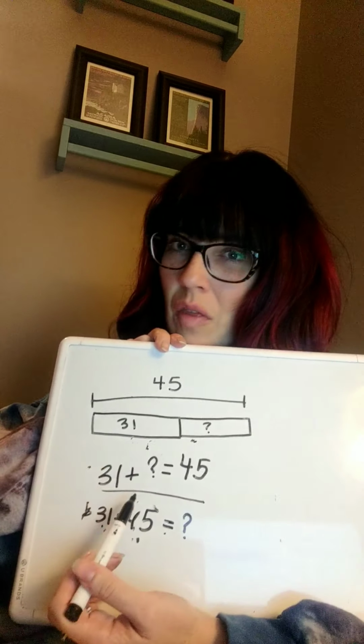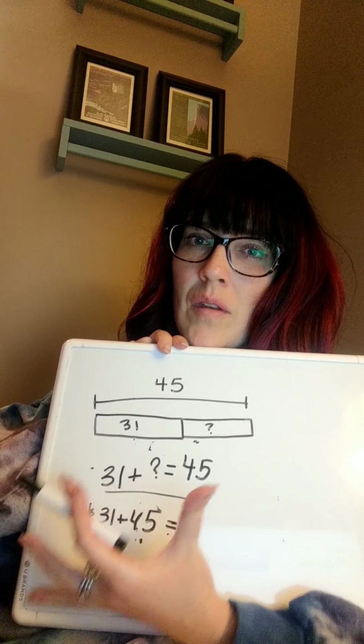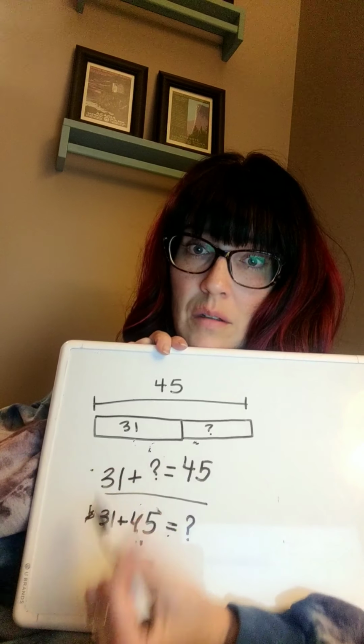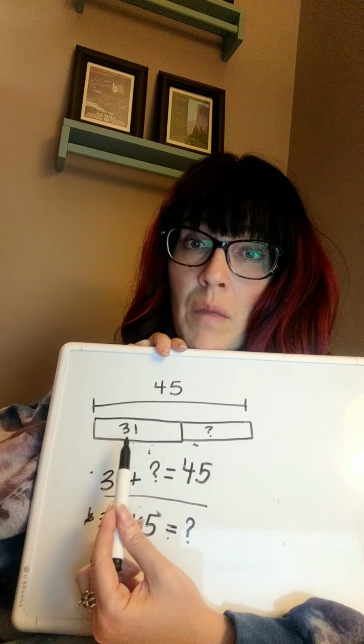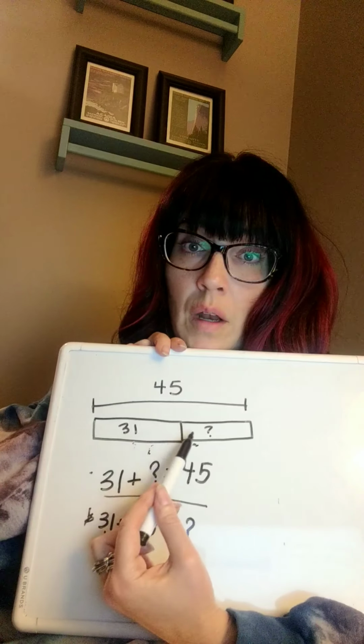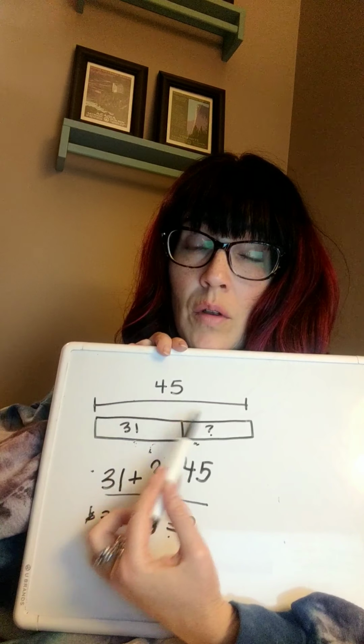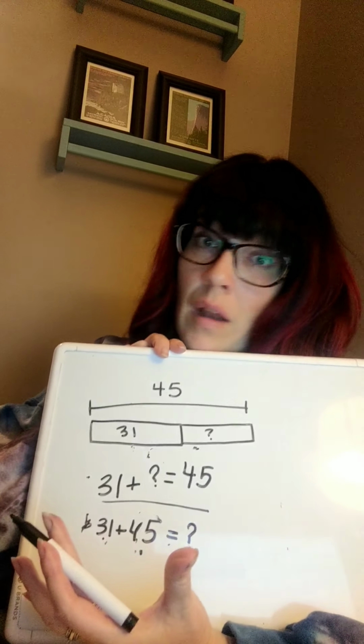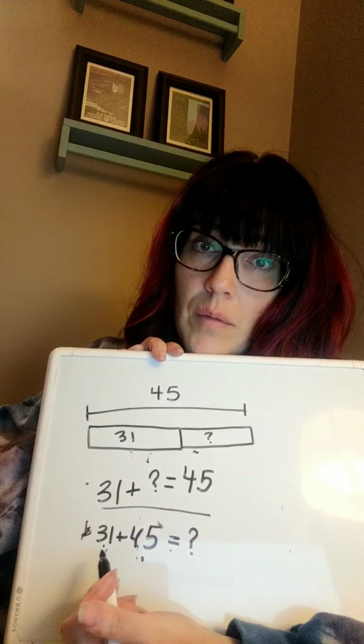So you have to look at the model, you have to look at the number sentences and decide if they are matching, all right? Most likely if you see something like this where you have 31, one of the parts filled in and a question mark, and then you have your total, you know that you're going to be finding the missing part. That's all there is to it, all right?